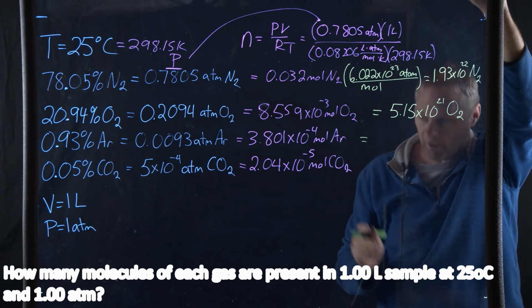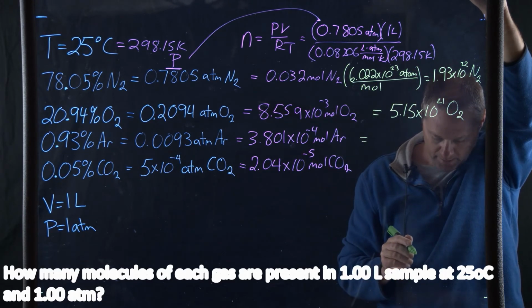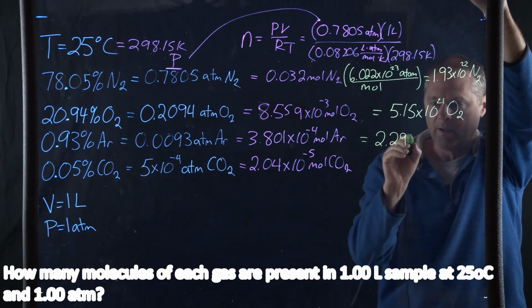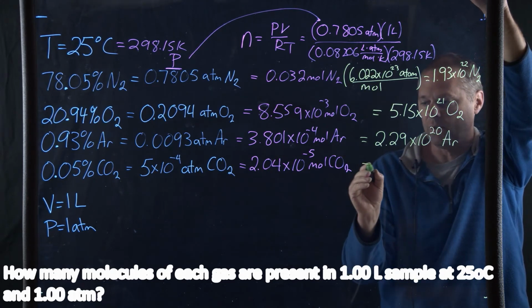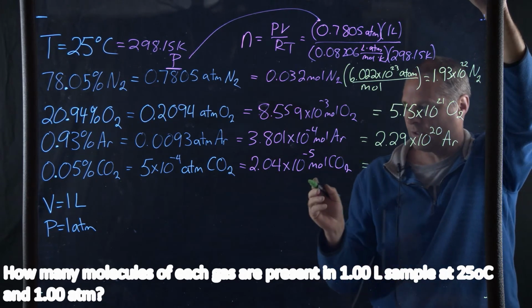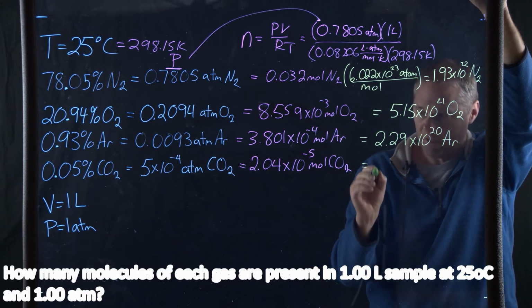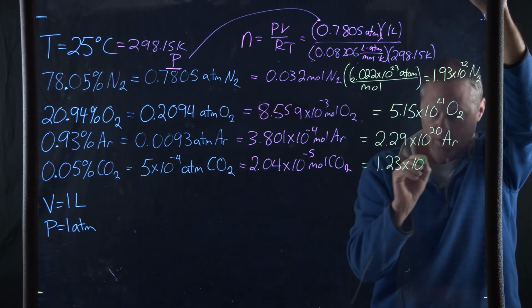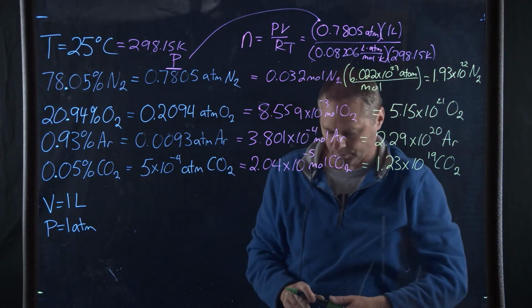We do this for argon. We multiply this number by Avogadro's number, and what we'll end up getting is 2.29 times 10 to the 20th argon atoms. And then if we do it for CO2, we'll take this number and multiply it by Avogadro's number as well, and we get 1.23 times 10 to the 19th CO2 molecules.